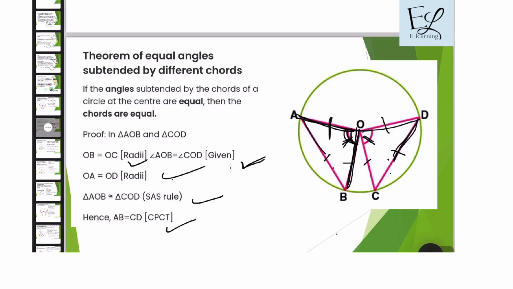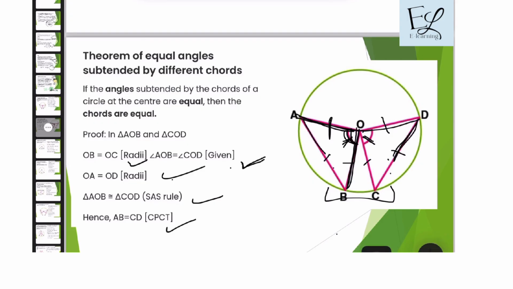Once you have proved the congruency of two triangles, then you can say the corresponding parts, that means the corresponding sides and corresponding angles of the two triangles, will be equal.